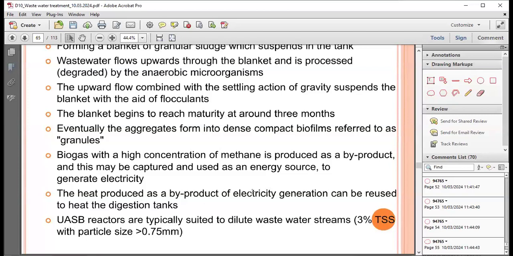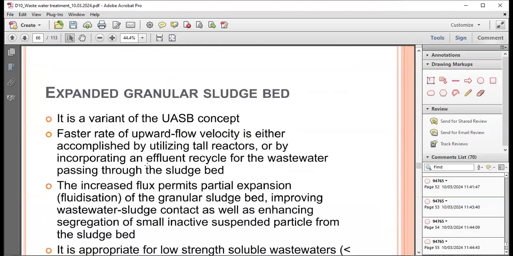The heat produced as a byproduct of electricity generation can be reused to heat the digestion tank. UASB reactors are typically suited to dilute wastewater streams, 3% TSS, with particle size 0.75 millimeter.